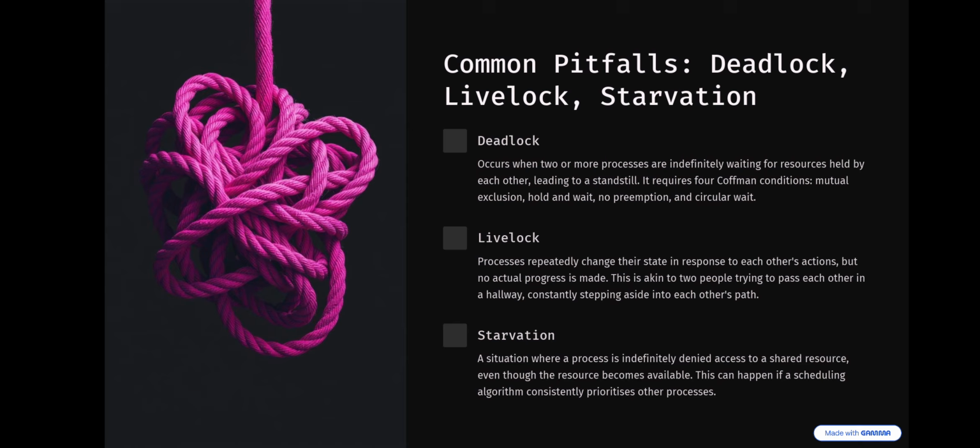Now, all the mechanisms are over, and we come to common pitfalls. The common pitfalls are deadlock, livelock, and starvation. So first we will understand what deadlock is. Deadlock occurs when two or more processes are indefinitely waiting for resources held by each other, leading to a standstill.